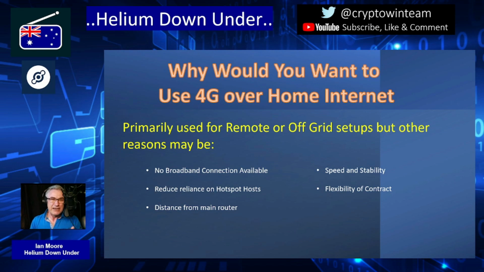Speed and stability. For those of us in the city region, we are probably used to actually having blistering NBN speed. And even if it's a slow speed, it's probably quite capable of running a Helium Hotspot. But there are locations in Australia and around the world where internet speed or stability, and stability is probably the biggest thing here, speed is not as relevant, but internet stability is something that we do need to have on the Helium blockchain in order to really participate to the full level in proof of coverage and obviously data transfer. So speed and stability through a 4G connection is generally going to be more stable than a flaky NBN connection.